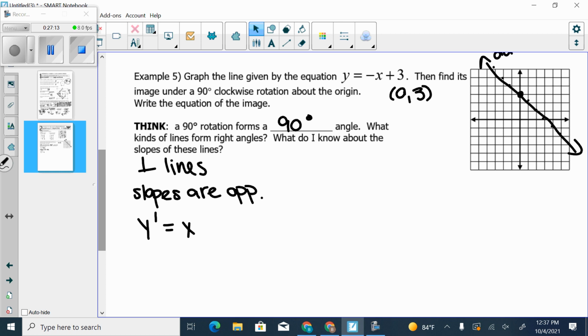Okay, so if we are rotating 90 degrees, then if it was here, I should be at negative 3. Okay, if I'm going backwards. So that would put me at a y-intercept of negative 3. Okay, so now I'm just going to graph this. So it starts here, but has positive slope. And since those are opposites, it should form that 90-degree angle.